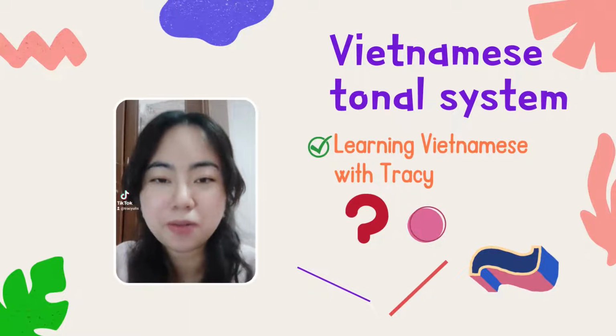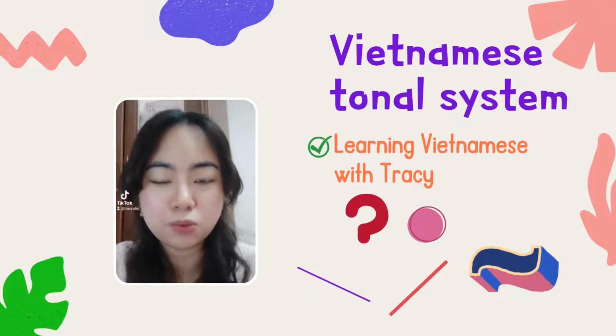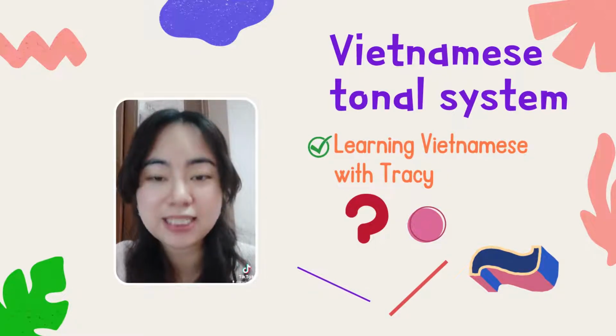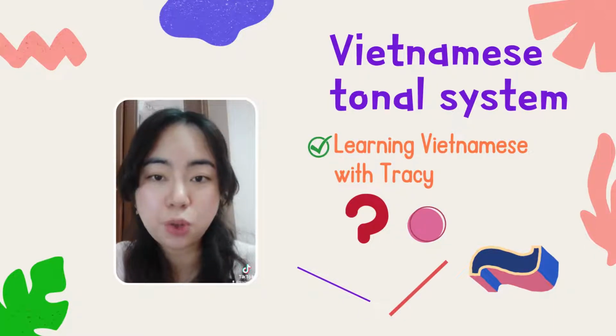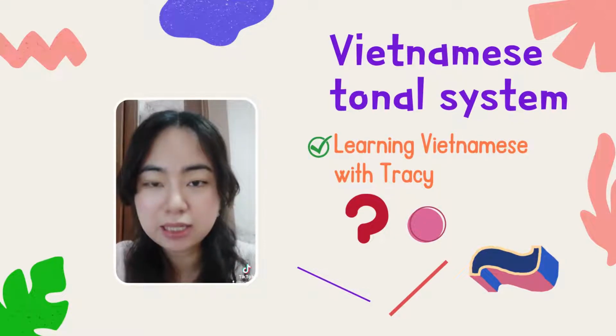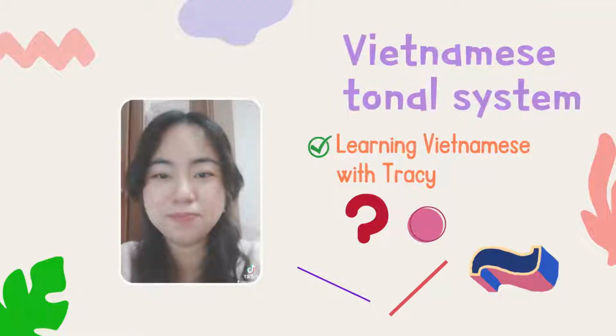Today, I'm going to share with you about the Vietnamese tonal system. As you know, Vietnamese differs from other languages because of its tonal system. If English has intonation, Vietnamese has tones, which create the melody of sentences. Tones are very important because each word with each tone has a different meaning. So if you pronounce wrongly, it may lead to misunderstanding. Therefore, you should learn tones very properly. Okay, now let's get started.